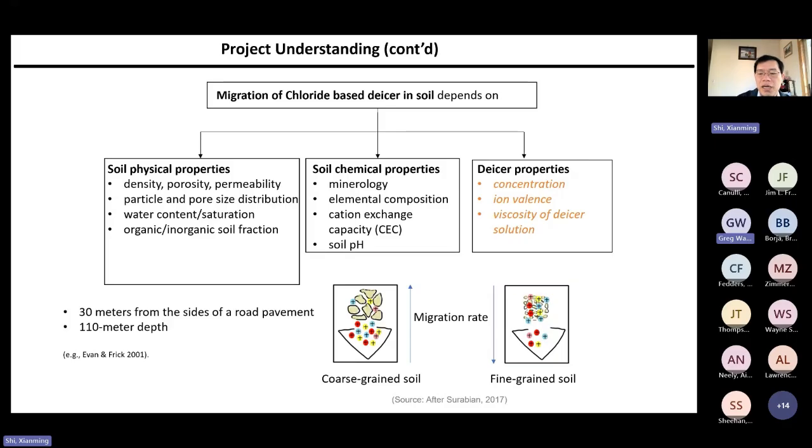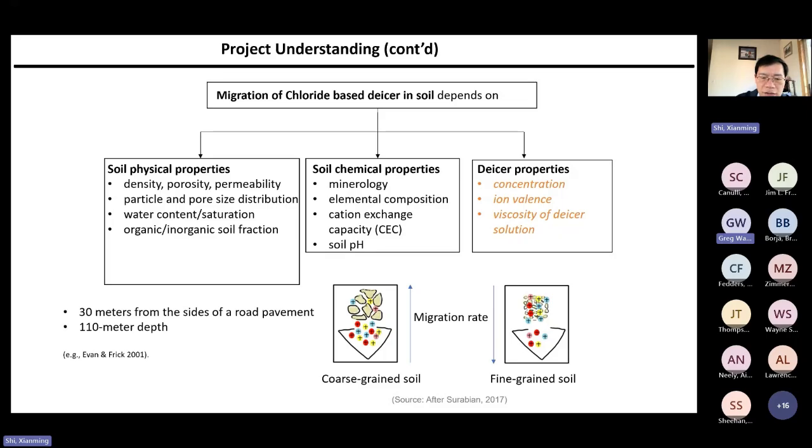Now, when it comes to different types of soil, we know from cumulative studies in the published domain that the coarser grained soil, of course, tends to facilitate the migration faster, and the fine grained soil basically gives less room for migration, and therefore the migration is slower. And typically, we're concerned about a zone which is roughly 30 meters from the sides of the road pavement and as far as 110 meters deep. That's a pretty large range.